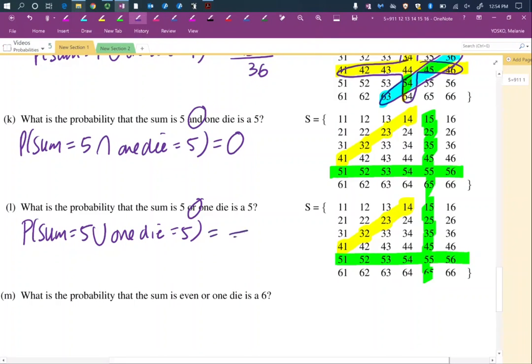Your denominator is 36. But it says or, so I'm going to write down all the things that are circled. So there's 11 that are green, 12, 13, 14, 15. 15 out of 36. And you can reduce that, but I'll leave it like that.